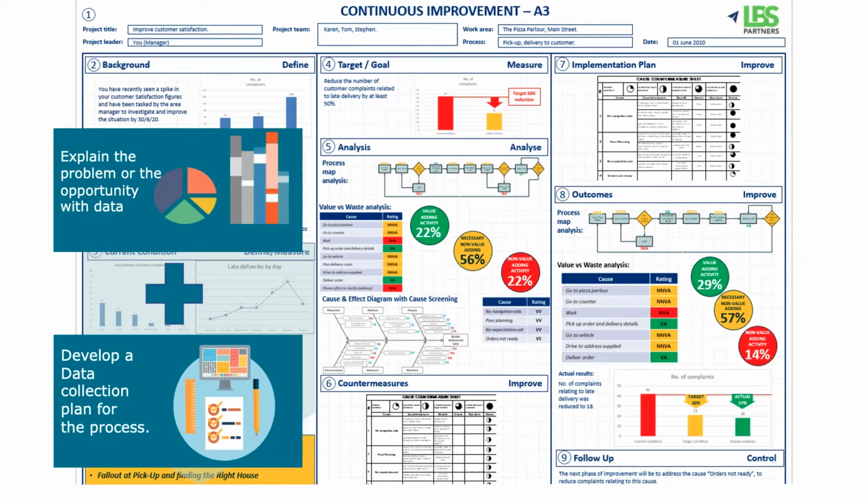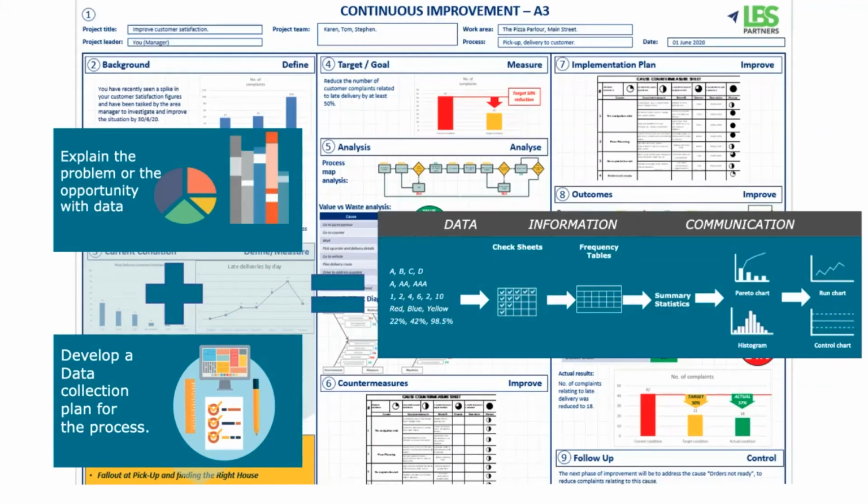So we need to plan it, we need to plan time to do it, we need to plan people to do it, and we need to plan what we're actually going to collect. In completing that step, we can start moving data into information and ultimately use it for communication. So we can start making the problem and what's happening very visible, very tangible, and we can actually start using data and tools to answer questions.